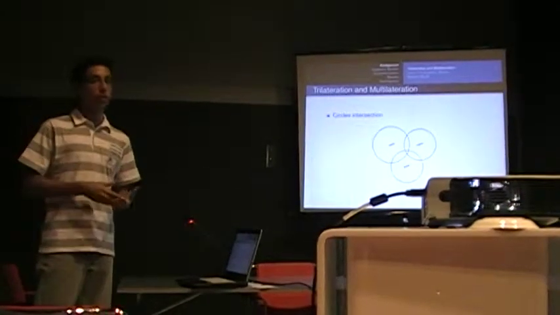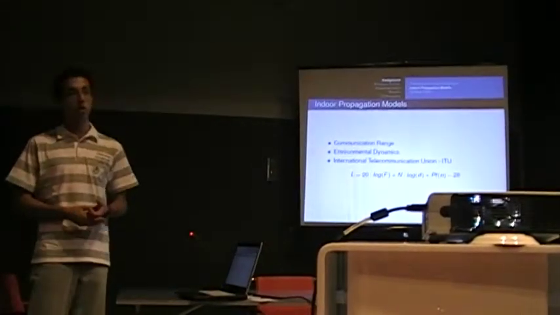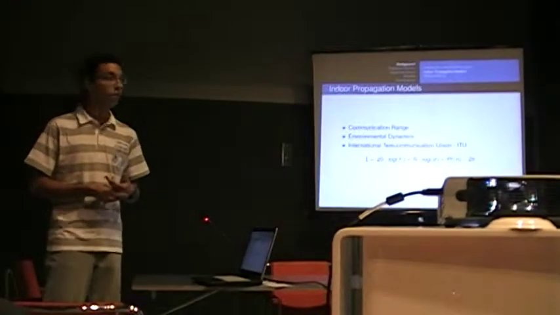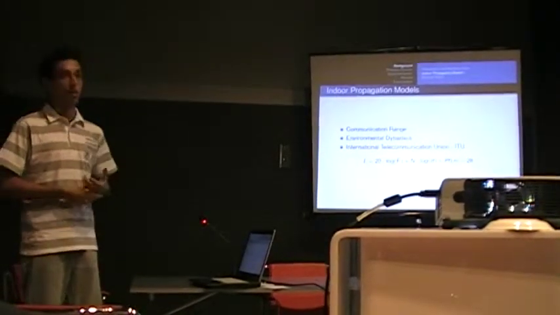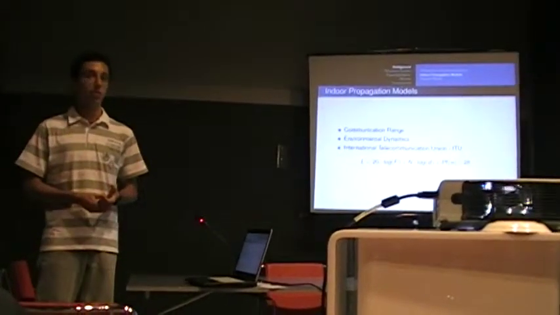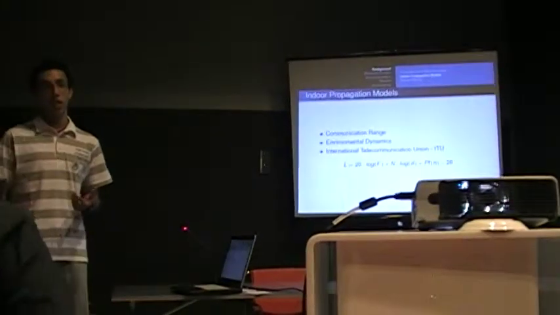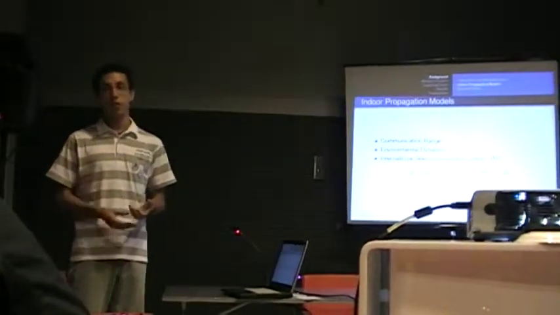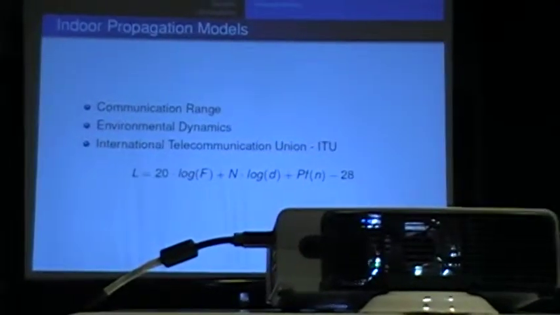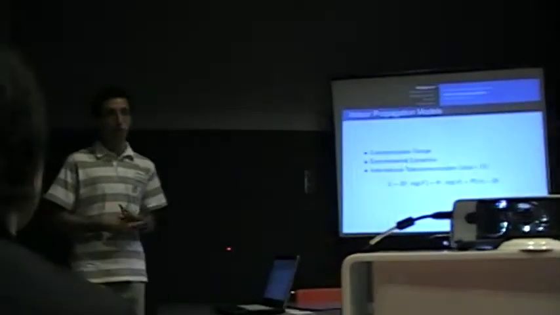However, in order to know the distance between the mobile device and the base station, we need to use a propagation model, in our case, an indoor propagation model. The main objective of a propagation model is to describe the communication range of a base station, and to model the environmental dynamics, which in an indoor environment are highly dynamic. So in this paper, we focus on the International Telecommunication Union's indoor propagation model, which is described by that formula.